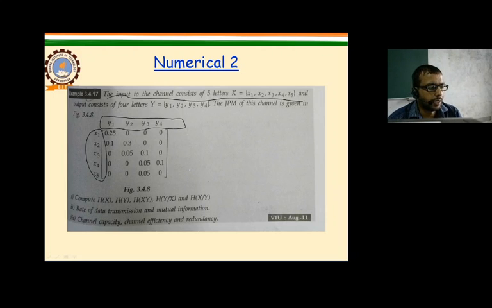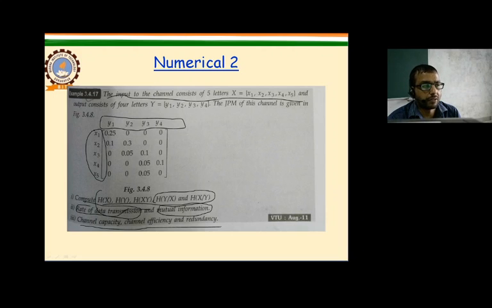Now we have to calculate H(X), H(Y), joint entropy, both conditional entropies and the mutual information. Already कल हमने numerical में discuss किया था how all the parameters can be calculated, but there are new parameters, just like rate of data transmission, channel capacity, channel efficiency and redundancy. Again we have to follow all the rules already discussed in the previous lecture, and today we also follow the same procedure.